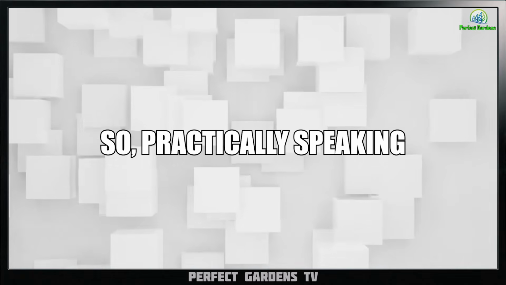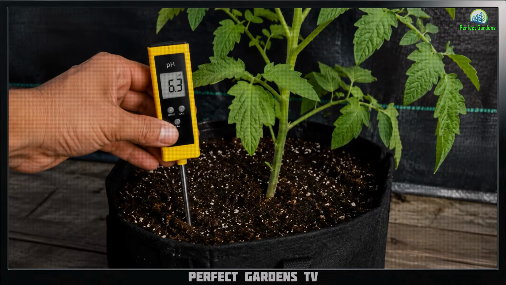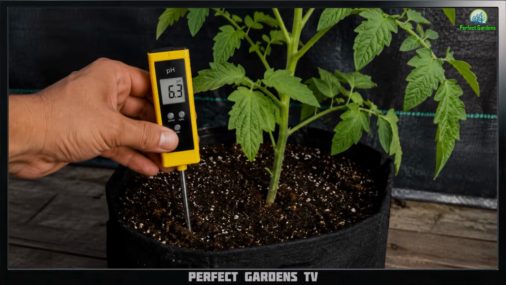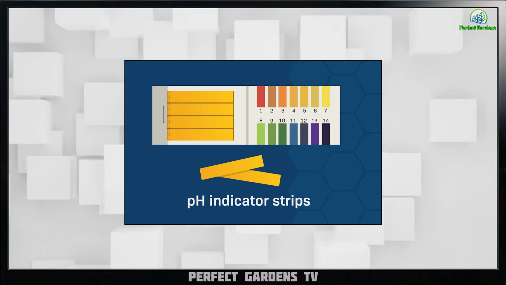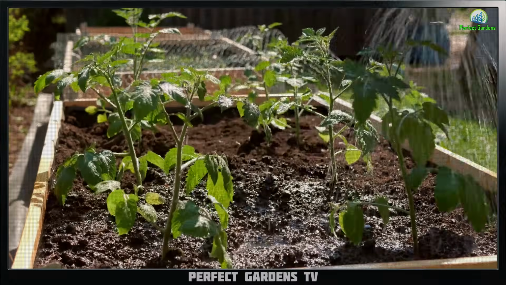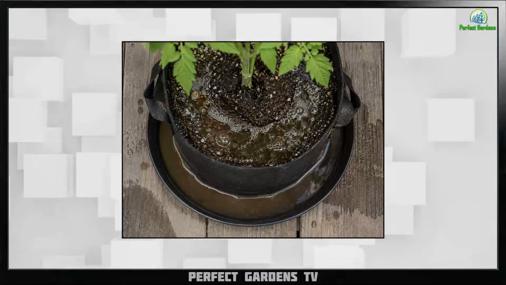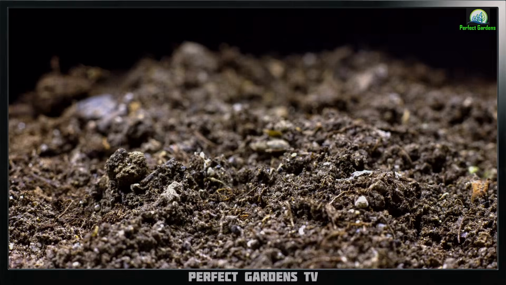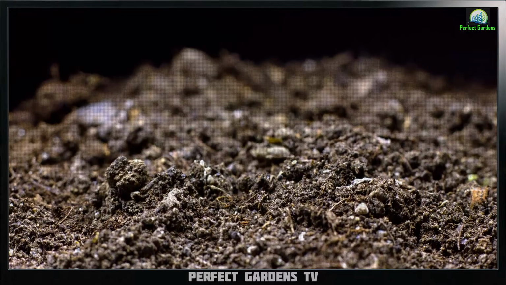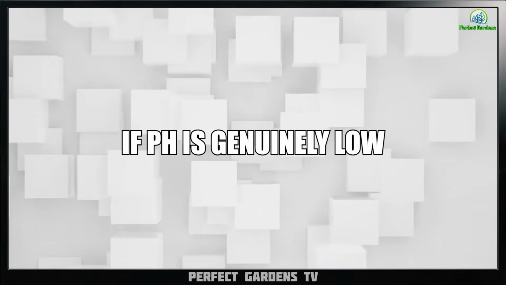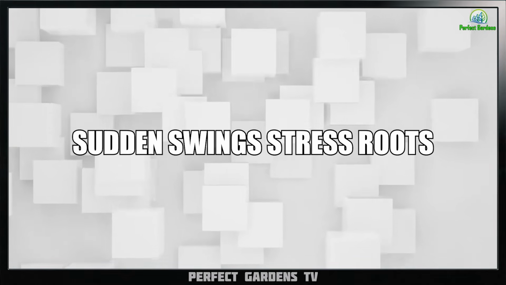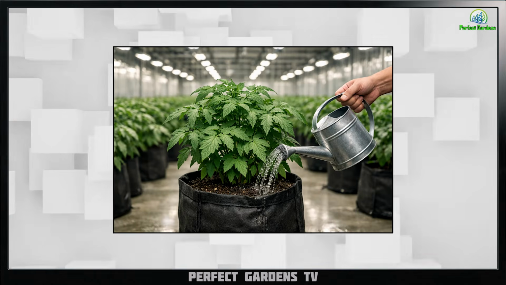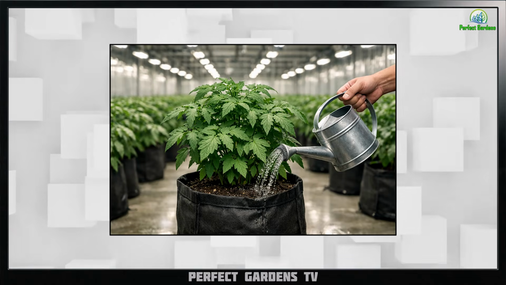So practically speaking, here's where to start. Measure your pH properly. Use a reliable meter, not strips. They're not accurate enough when you actually need to act on the reading. Check your water going in, and if you can, check your runoff or your root zone directly. That gives you a clearer picture of what's actually happening in the medium. If pH is genuinely low, bring it up gradually. Sudden swings stress roots. Aim to move it slowly toward your target range over a few waterings.